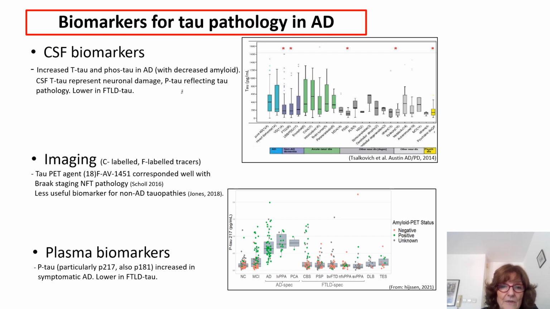And CSF can be tested, total tau, phospho-tau, and other things. Here we tested the total tau and showed that in Alzheimer's it's higher than in other neurological diseases, which are not degenerative. And interestingly, Alzheimer's is higher than other tauopathies, the non-Alzheimer primary tauopathies, again showing us that the same pathology can give different mechanisms, different diseases.